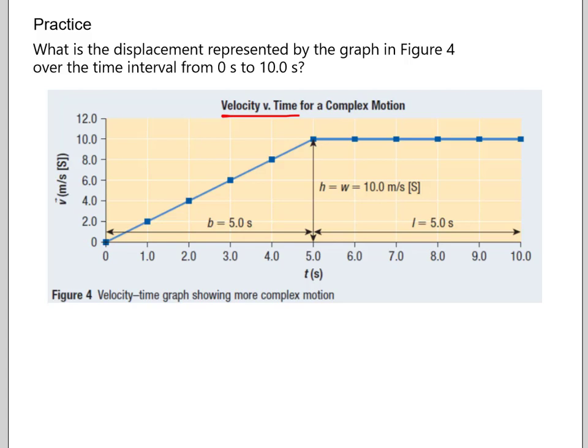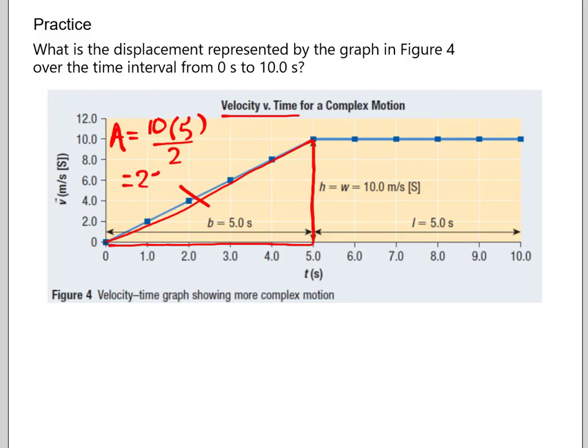So if we go after the change in position, the displacement of this object using the area technique, we need to find the area of these two shapes. Okay, so this area here has a height of 10 meters per second, has a width or a base of 5, but because it's a triangle, we have to divide by 2. So we get 25 meters for the first block.